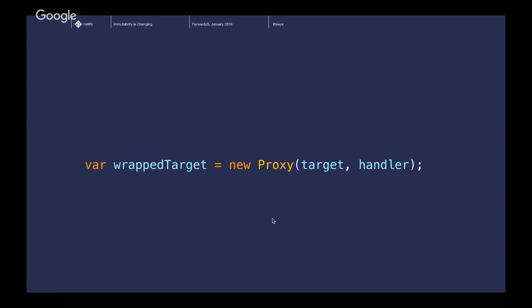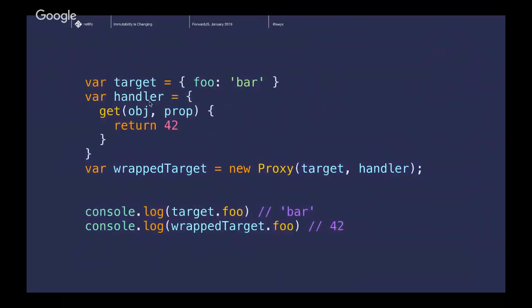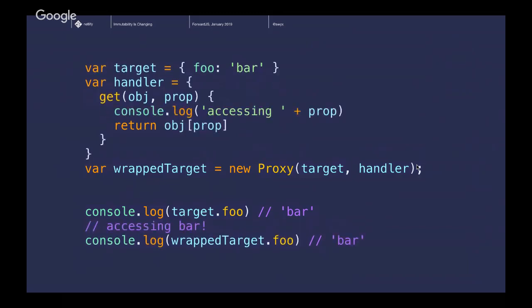So, for example, here I have an object foo bar and a handler which overrides the get property. So whenever I try to get something from this object, instead of the proper value bar, it returns 42. So that's an intercept of the get operation. Of course, you can also reflect whatever was supposed to be gotten, and then you can also interject whatever logic you want.